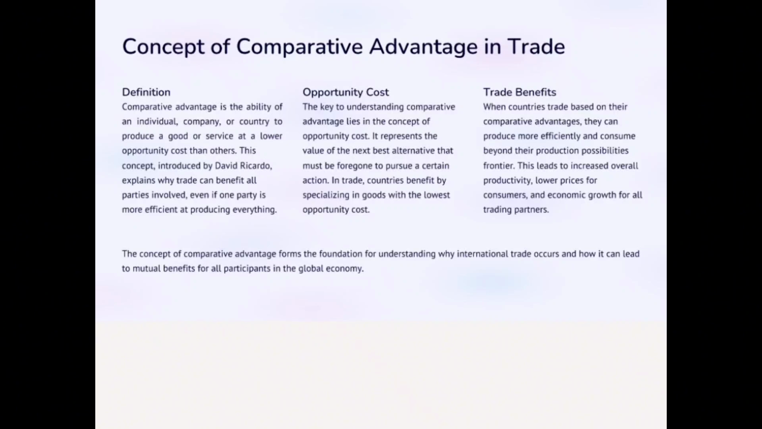Definition. Comparative advantage is the ability of an individual, company, or country to produce a good or service at a lower opportunity cost than others. This concept, introduced by David Ricardo, explains why trade can benefit all parties involved, even if one party is more efficient at producing everything.